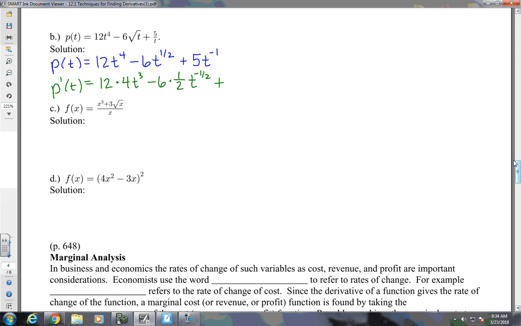Same thing for the third term. We have coefficient 5. The power comes down in front. The power was negative 1. And then we're going to decrease the exponent by 1. Negative 1 minus 1 gives us a new exponent, negative 2. Let's simplify this a bit by multiplying those coefficients. And then let's attempt to express this in the same notation that the original p of t was given. So our p prime of t can be written 48t cubed minus, now 3t to the negative 1/2.